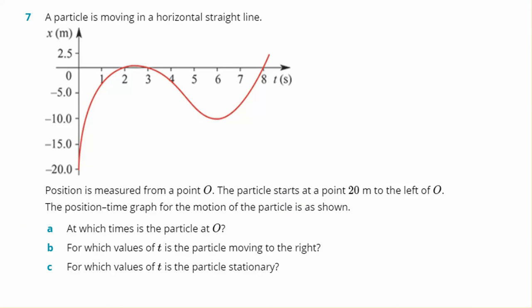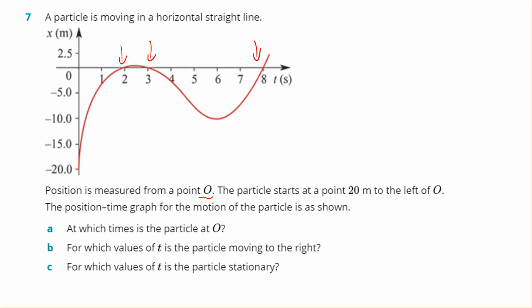I'll just briefly talk about it. At what times is the particle at zero? Well, it's at zero when it's zero away from the reference point. So it's zero when x equals 2 and 3 and 8. For what values is the particle moving to the right?